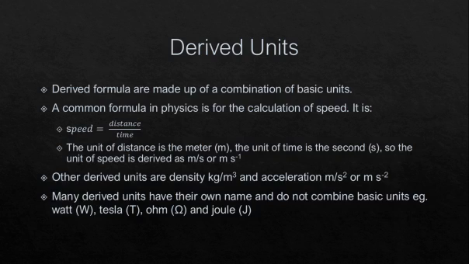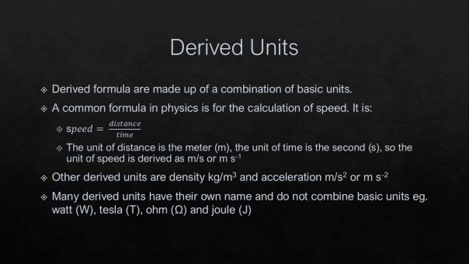Other derived units then are kilograms per meter cubed. That will be kilograms, which will be a mass, divided by meters cubed, which will be a volume. And another one is acceleration. Acceleration will be meters, which will be distance, divided by seconds squared. That will be seconds times seconds on the bottom. And again, you have the second way to write it.